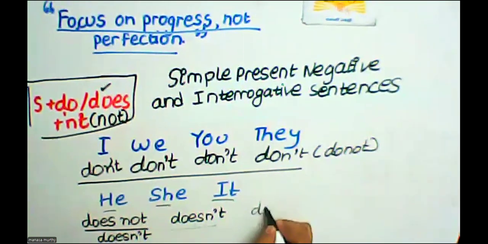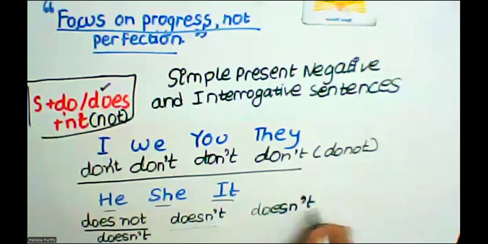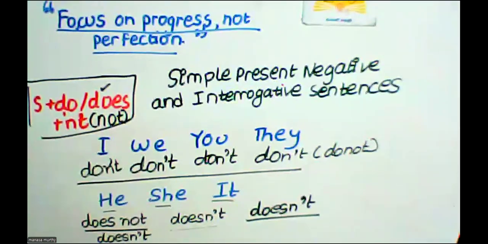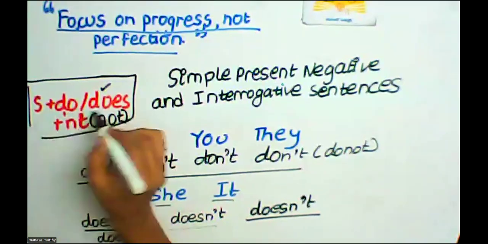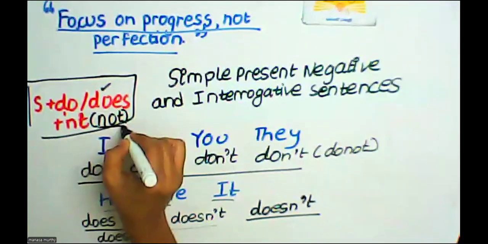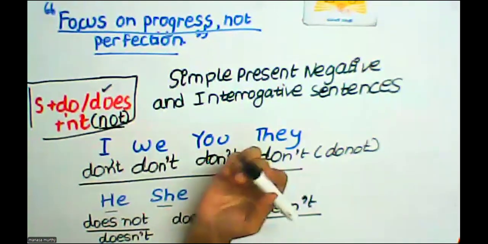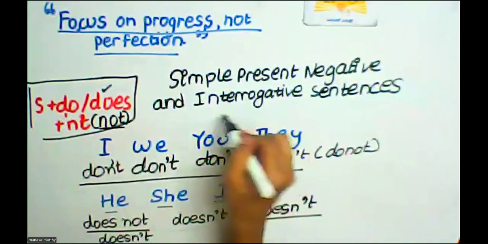It doesn't rain frequently. It doesn't rain every day. So subject plus do or does. Along with that, we are adding the word not. Then comes the verb. Does he tell lies? It is the interrogative form of a sentence.